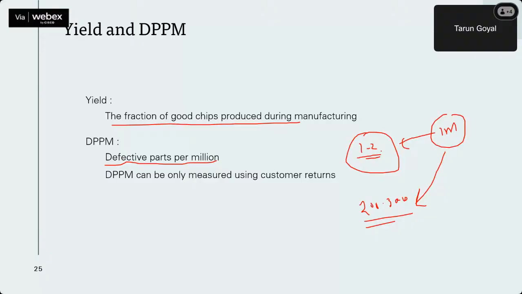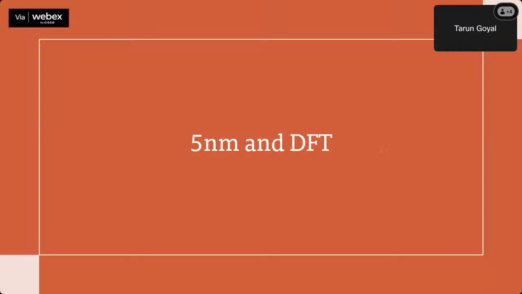Next is DPB. Now we start talking about DPB, how many defective parts we have out of those billions of parts. Okay, we can take a break here. Then we will cover the second section.